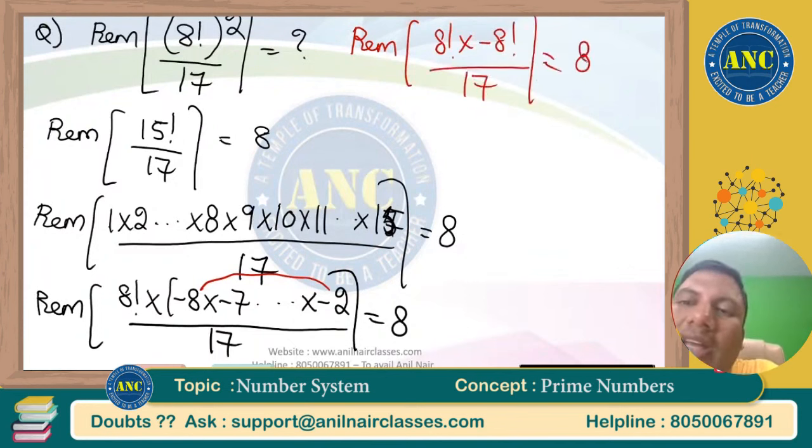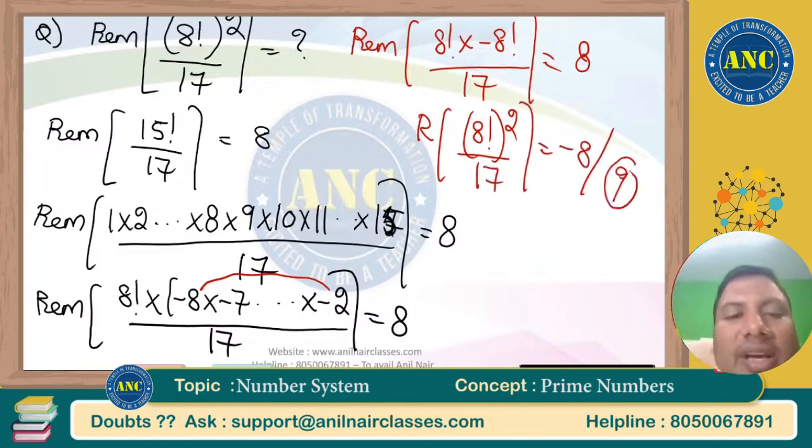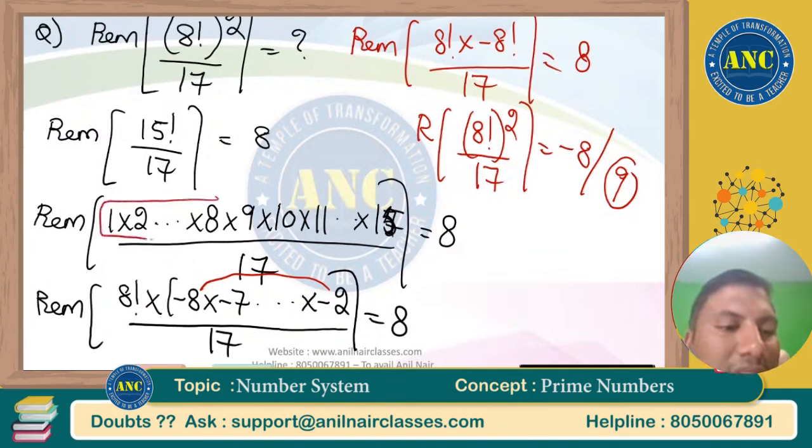8 factorial whole square divided by 17 is minus 8. Negative remainder 8, so the positive remainder is 17 minus 8, which is 9. 15 factorial is 1 into 2 and so on up to 15. These are nothing but 8 factorial, then 9 by 17 is minus 8, minus 7 and so on up to minus 2. Another 8 factorial is coming. From 2 to 8 there are 7 negatives, so we got minus 8 factorial.